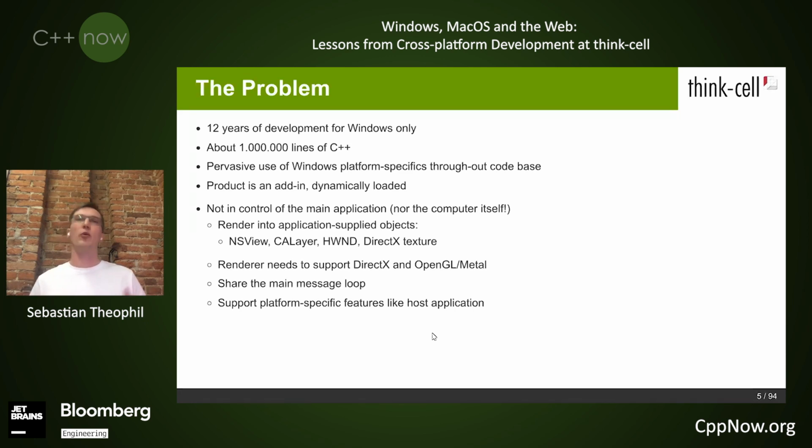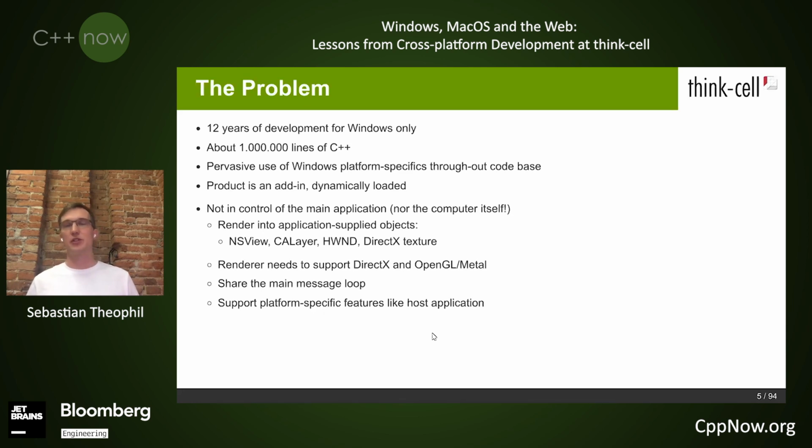For example, we always had to have a very flexible rendering engine, which needed to render into any object that the host application would give us. That could be NS views or core animation layers on macOS, or window handles or DirectX textures on Windows. And we needed a renderer that always supported DirectX on Windows and OpenGL on macOS, because that was just what we felt was best supported. That was what the host application used, etc. So we had no choice in that matter, essentially.